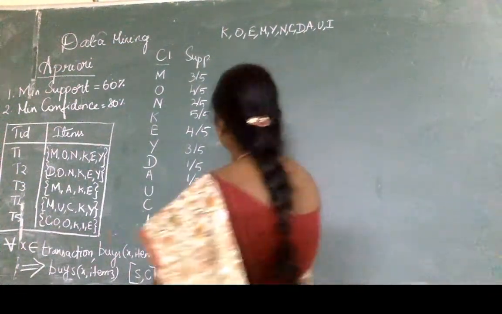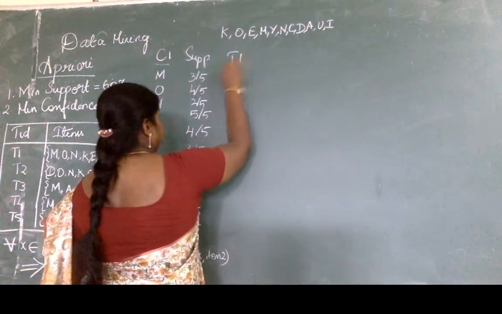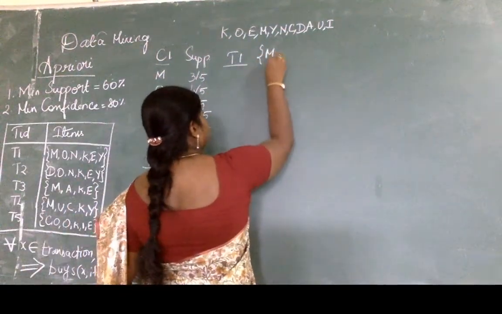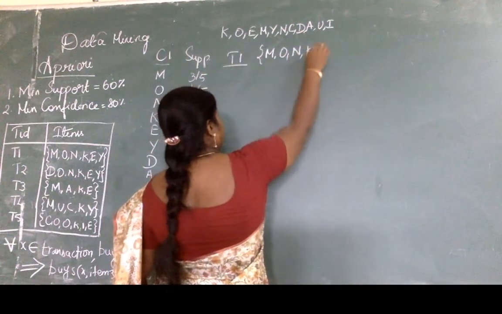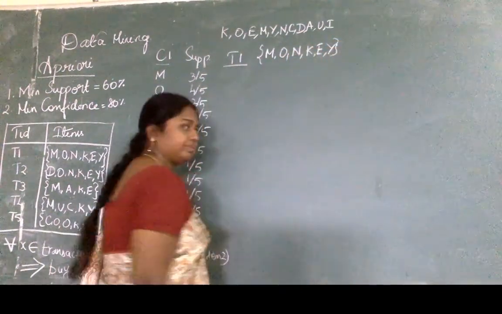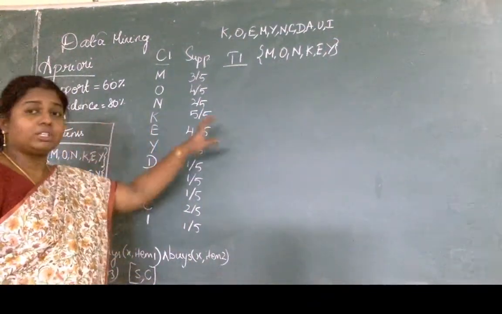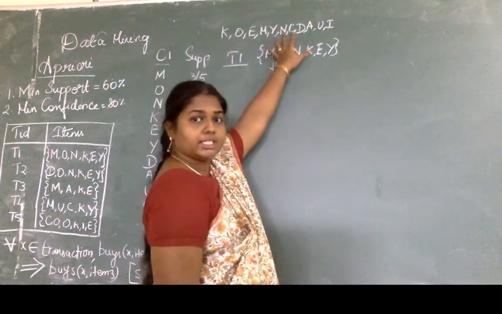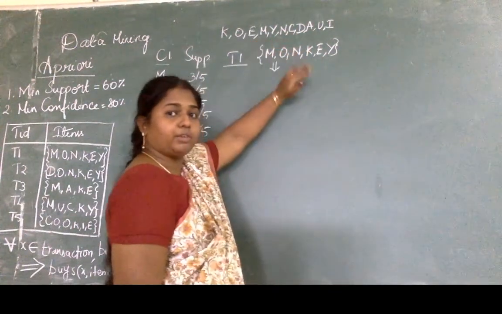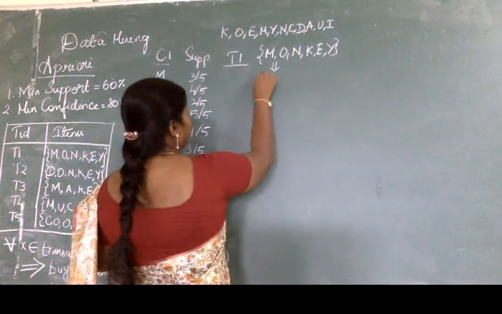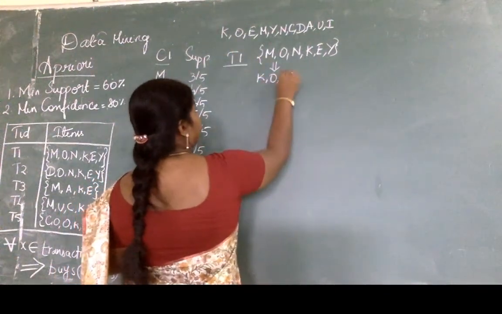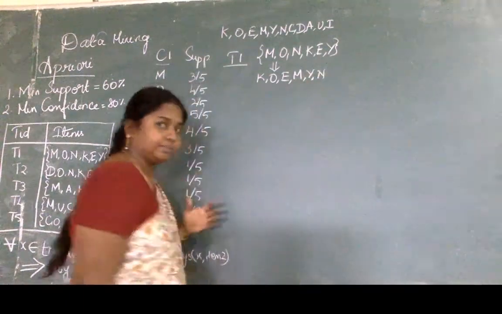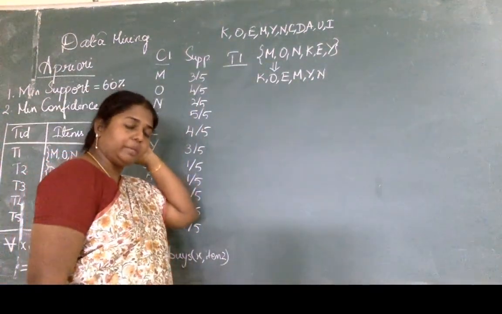Now, let me take my first transaction. Transaction ID 1. In transaction ID 1, what are the elements I have got? M, O, N, K, E and Y. So these are my elements. I have to transform these according to the priority list I have here. So according to this order, I have to list my elements. So it becomes K, O, E, M, Y and N. This is the order I have to maintain now.